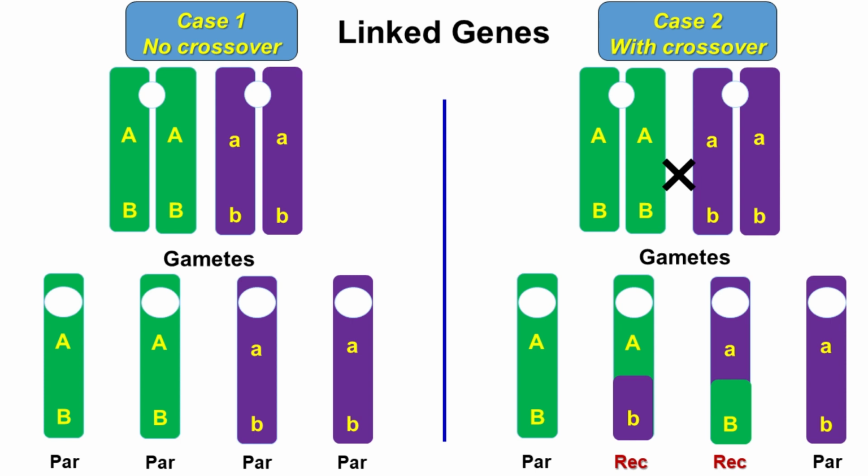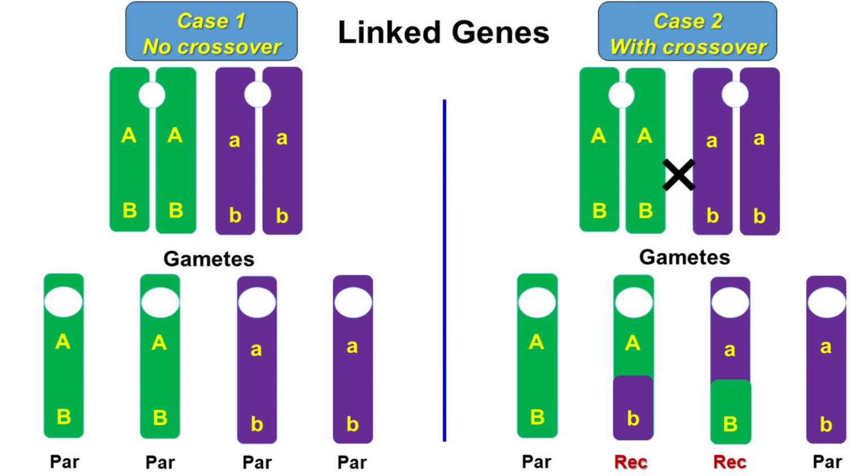Now we focus on linked genes and how they produce gametes. Let's look at cell 1 on the left. Here we see a pair of homologous chromosomes with genes A and B in a cis configuration. Notice how the alleles for A and B are in the same order on each chromosome. This is because there's no crossing over happening here. Since the genes are physically close and not separated by crossing over, they're inherited as a unit.